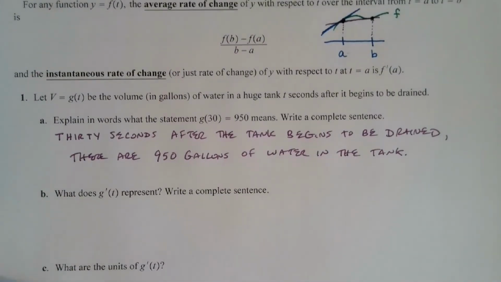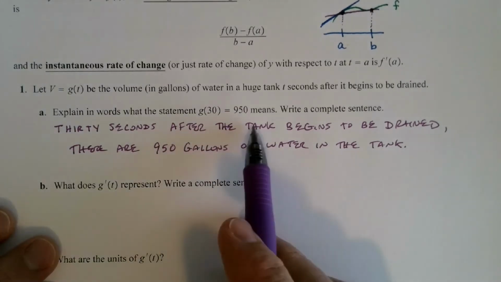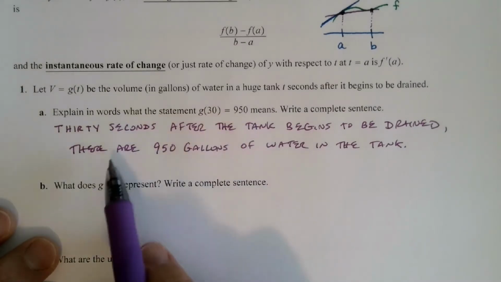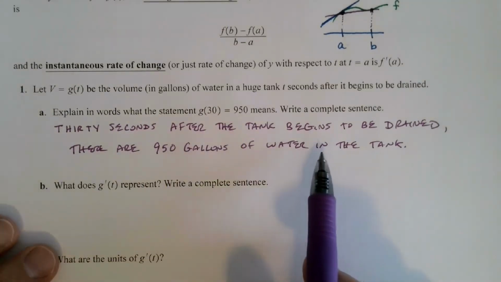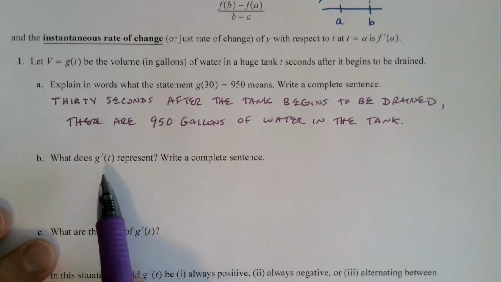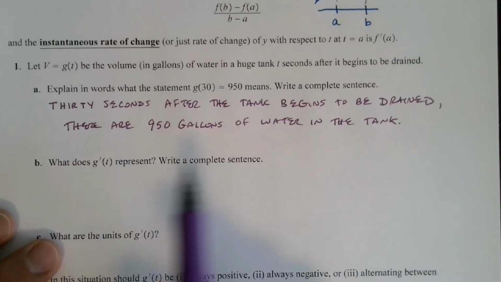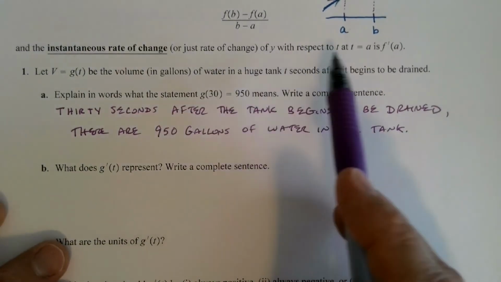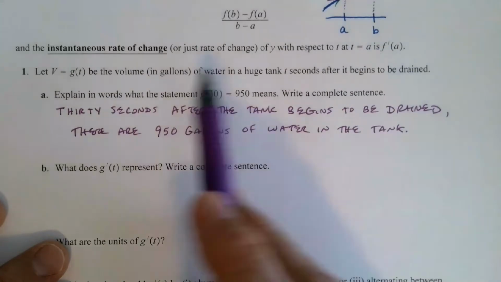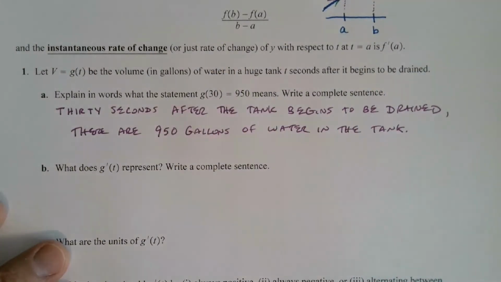That's really a pre-calculus question, right? Just understanding what function notation means. So g of 30 equals 950 in this context means what I've written here. So in a complete sense. Now, what does g prime of t represent? And again, we're going to write a complete sentence. Well, g prime of t, let's look up here, right? The derivative represents what? The instantaneous rate of change, or just rate of change. Okay, I'm just going to use rate of change.